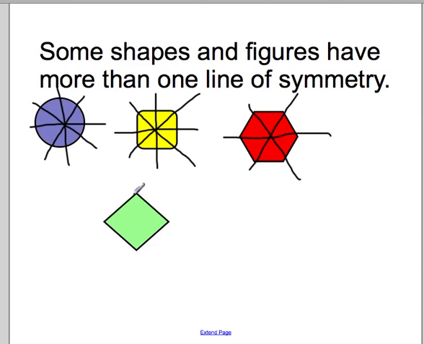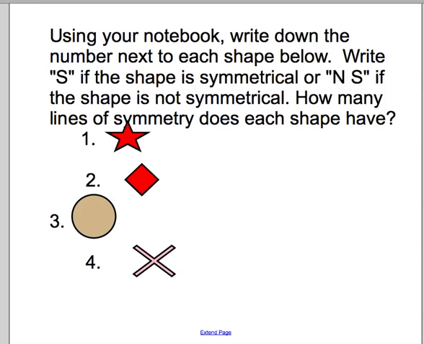The last one, I could do a line of symmetry here, or I could do it here. I also could draw it just right through here. And lastly, and maybe there's more, but the only other one I can think of would be if we were to fold it in half here. Let's look at the next screen.